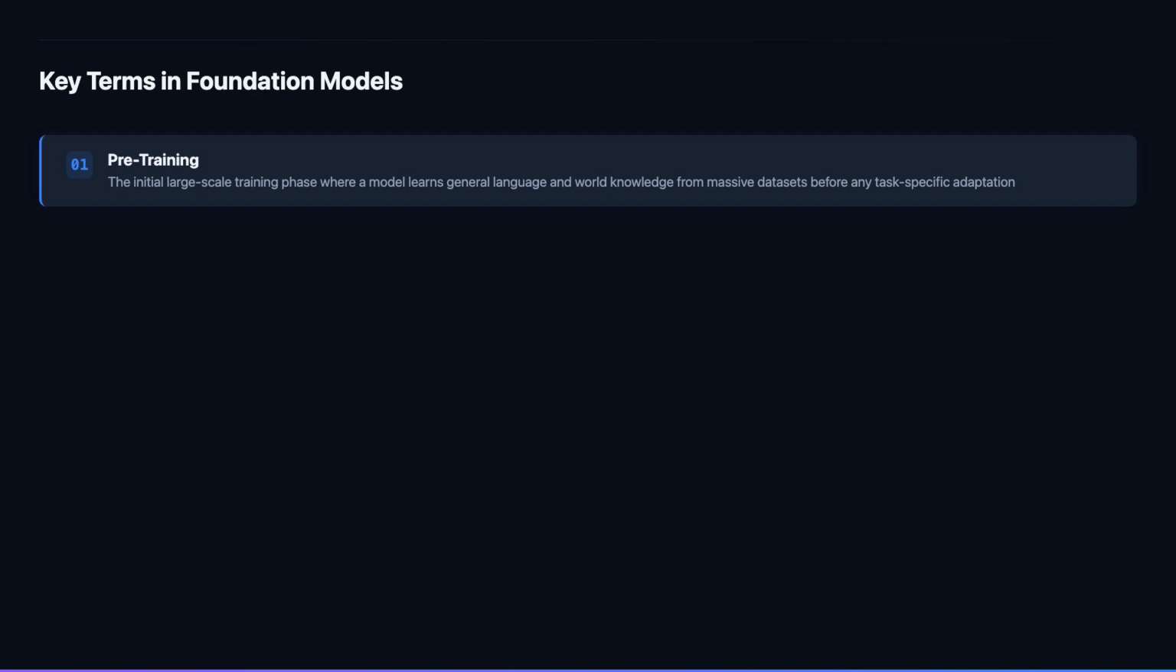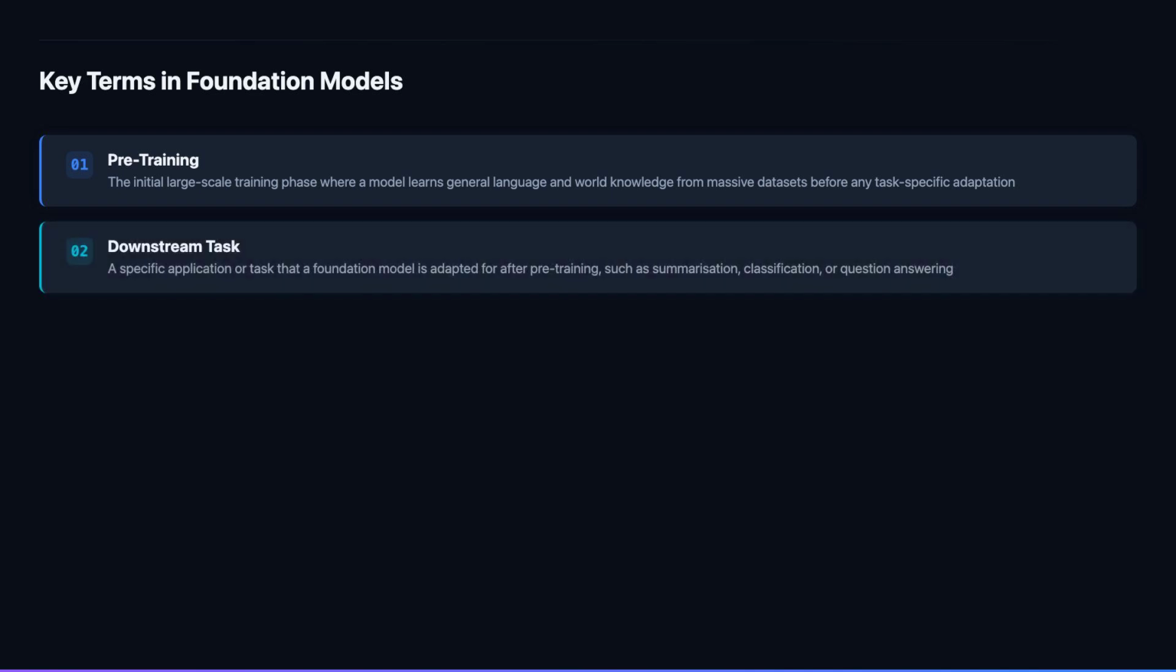preceding tokens. This simple objective, applied at sufficient scale, forces the model to develop internal representations of grammar, semantics, factual knowledge, reasoning patterns, and the structure of countless domains. Pre-training produces a model with broad capabilities, but no particular specialization. It is the expensive investment that makes all subsequent adaptation possible and economically worthwhile.